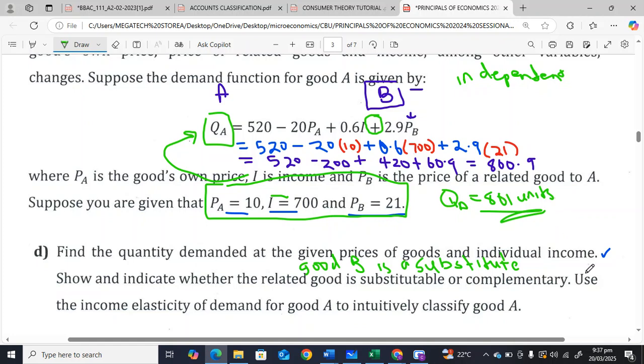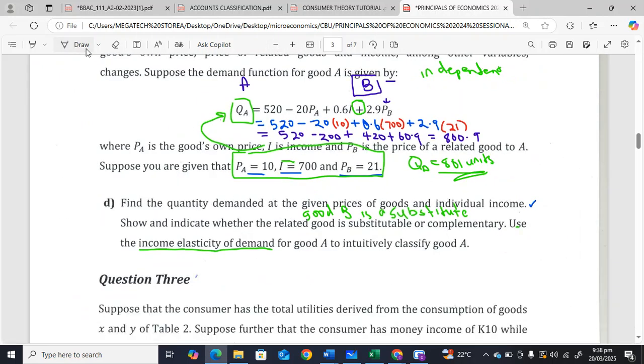Use the income elasticity of demand for good A to intuitively classify good A. First we need to understand what income elasticity of demand is. In economics, elasticity means sensitivity, or how something responds. Let me just put that down. Just think of elasticity as sensitivity or responsiveness.